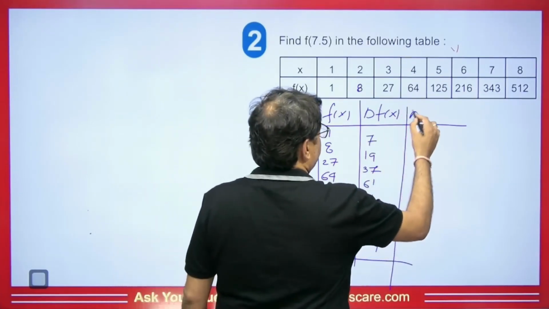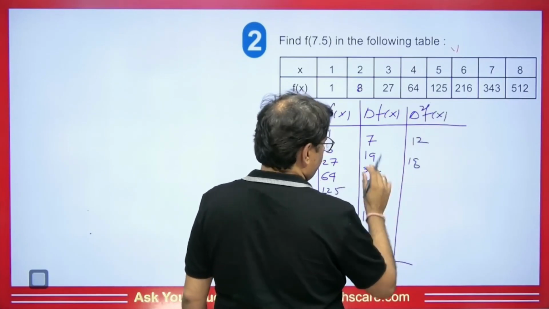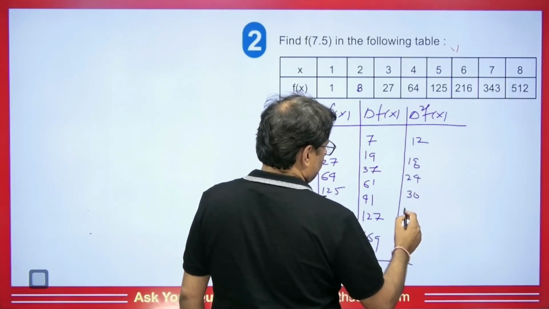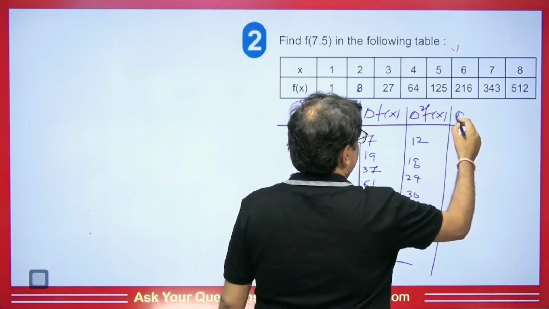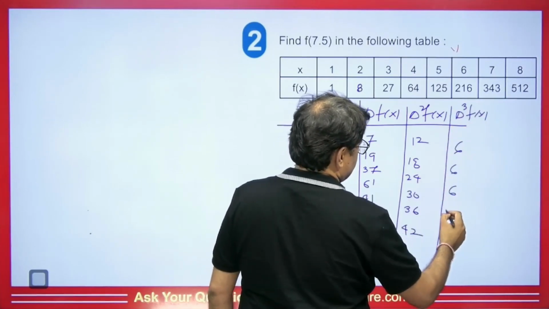Now next we will discuss this here. Del square fx. So this is our 12, 18. We will take the center. Then we will have here 24, 30, 36 and this. So we have its value here. Now if we take out del cube fx, it will be 6, 6, 6, 6 and 6.